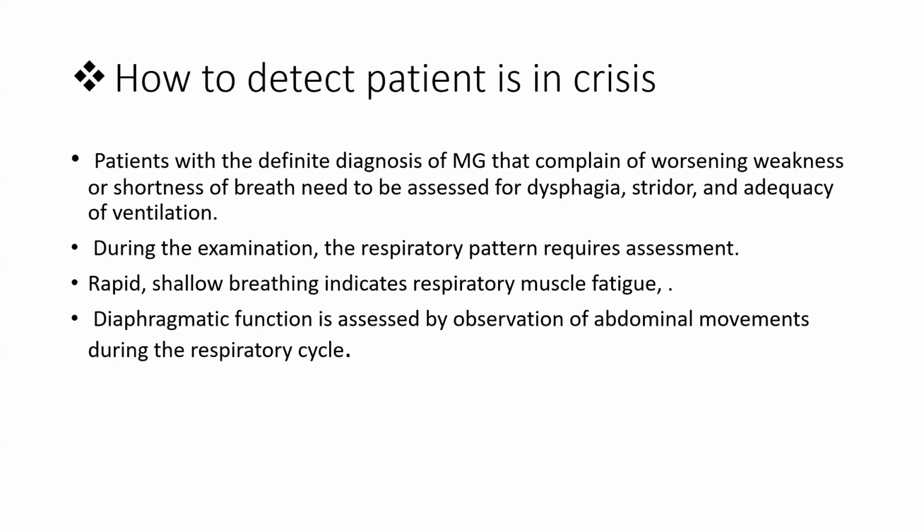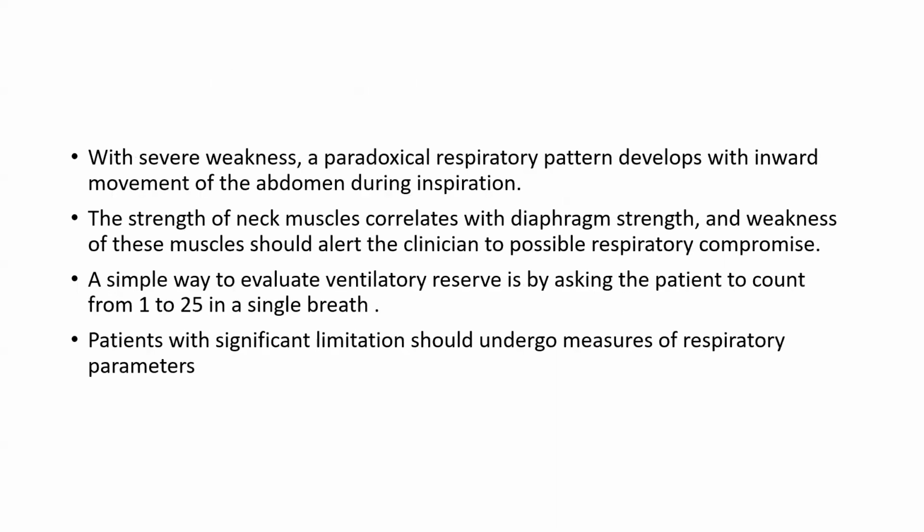Now, how to detect the patient in crisis? Patients with a definitive diagnosis of myasthenia gravis complain of worsening weakness and shortness of breath, and are assessed for dysphagia, stridor, and adequacy of ventilation. During examination, the respiratory pattern requires assessment. Rapid shallow breathing indicates respiratory muscle fatigue. Diaphragmatic function is assessed by observation of abdominal movement during the respiratory cycle. With severe weakness, a paradoxical respiratory pattern develops with inward movement of the abdomen during inspiration.